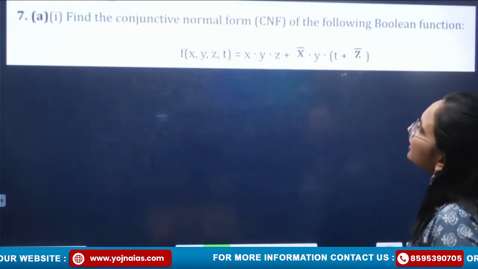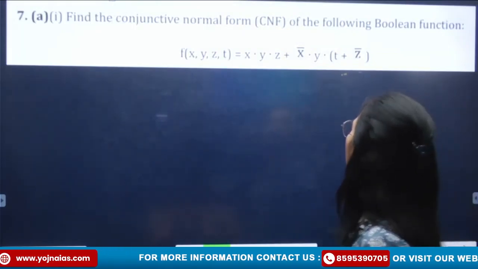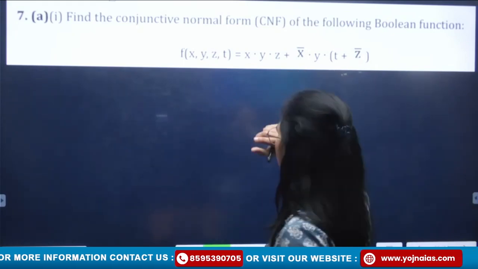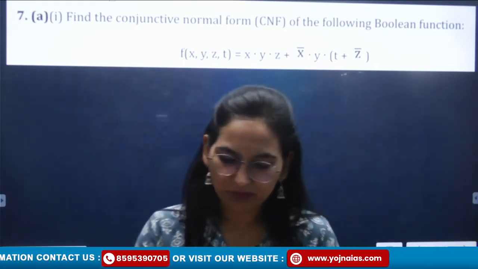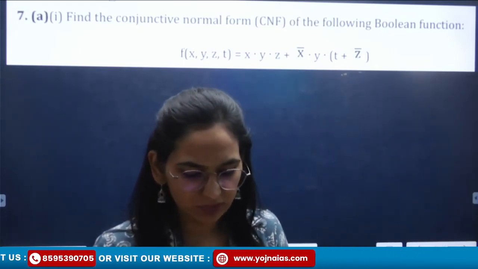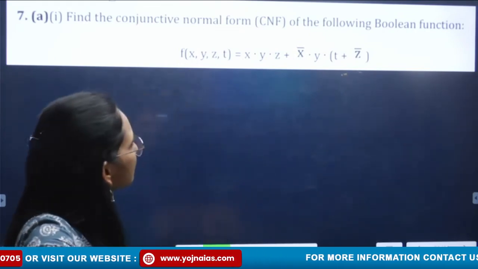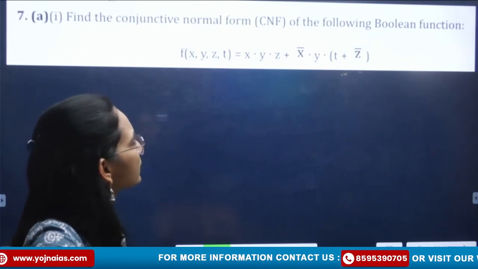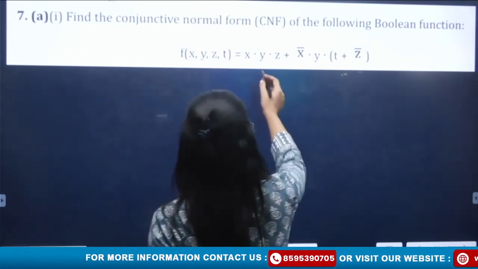नेक्स्ट इज फाइंड द कंजुगेटिव नॉर्मल फॉर्म ऑफ द फॉलोइंग बुलियन फंक्शन. ये फंक्शन दे रखा है, इसकी यू नीड टू फाइंड आउट कंजुगेटिव नॉर्मल फॉर्म. How would you find out the conjugative normal form of this function? What is this? Product of sum hai ya sum of products hai? Sum of products. This is x, y, z.